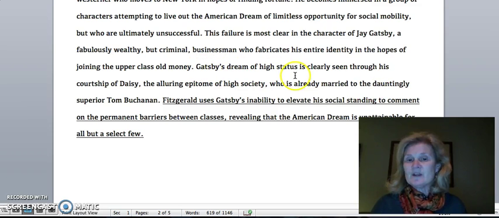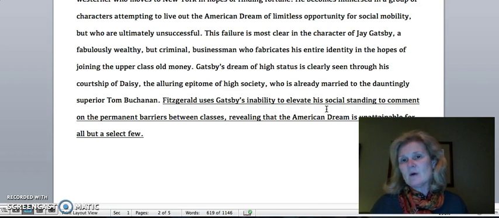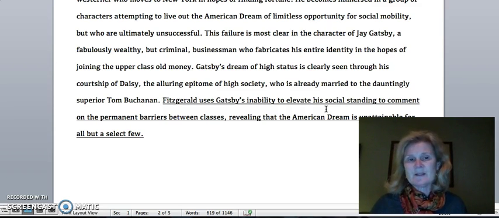Instead, I put the idea of Daisy as part of my transition, as part of my contextual information, because I also wanted to bring in this idea that Tom is also somebody who makes sure that Gatsby is not able to elevate into that higher social status or social standing.